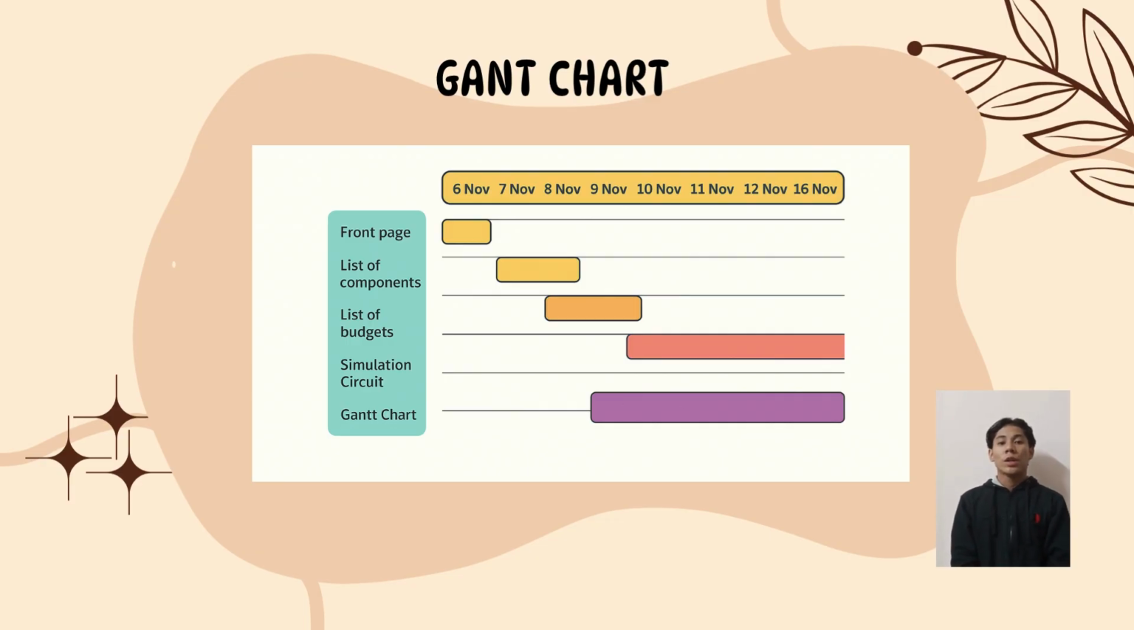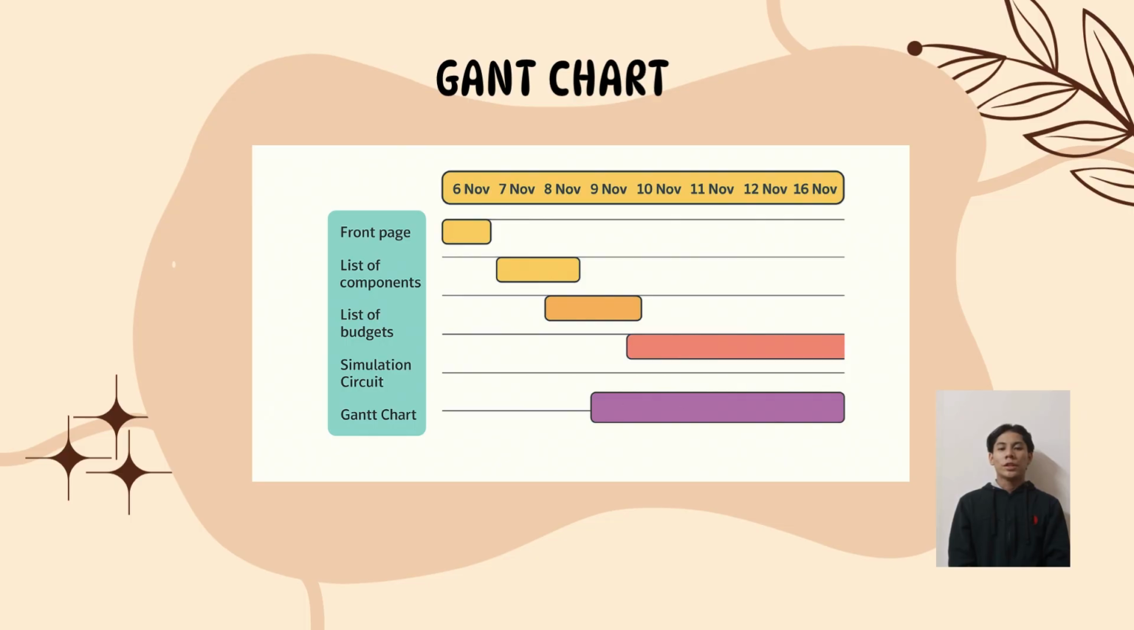Now, I will explain the planning of the project from our Gantt chart. For the first day, all of us discuss our project to design and settle the front page. The second day, Afiq lists all the components that we buy to do the project, and the next day he lists the budget so it can make the process of buying easier.